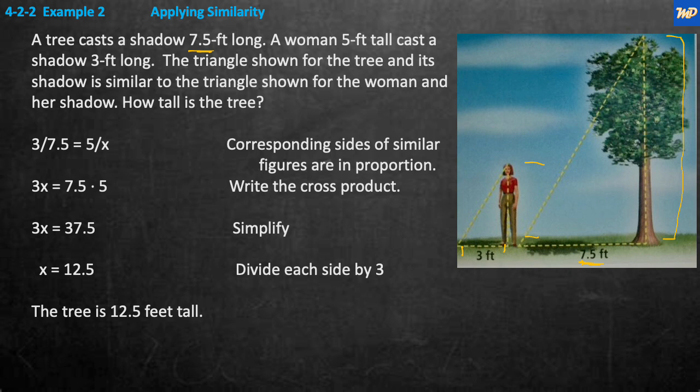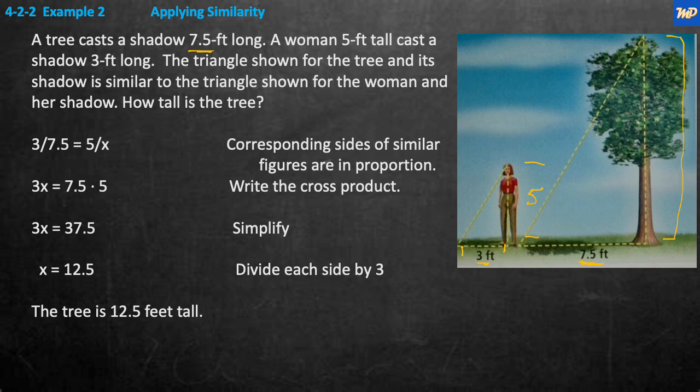And we have similar triangles because the sun causes the same ray on both the tree and the lady. The shadow is proportional to the angle of the sun. So the triangle shown for the tree and its shadow are similar to the triangle shown for the woman and her shadow. How tall is the tree? Well, we're going to start off by saying 3, her shadow length, is to the tree's shadow length as 5, her height, which we know is 5. I'm going to write that in here.